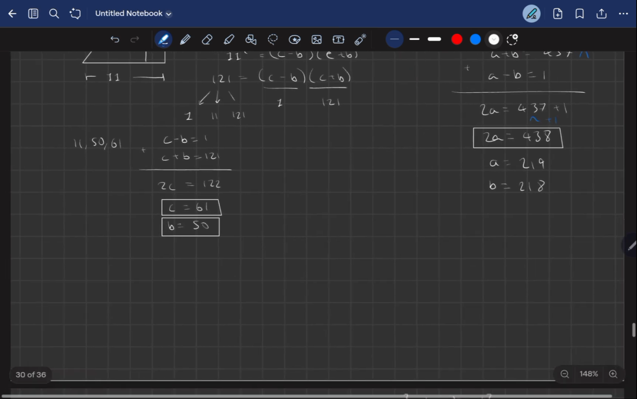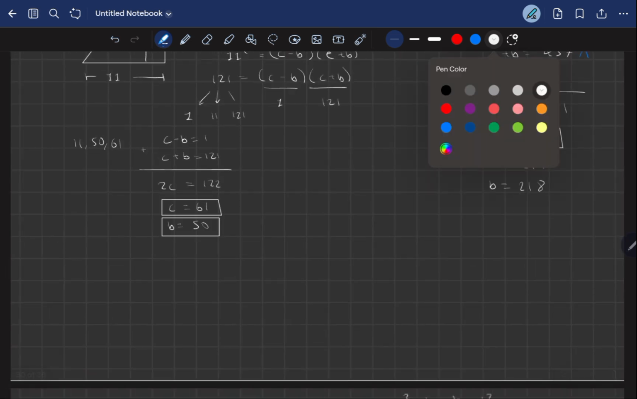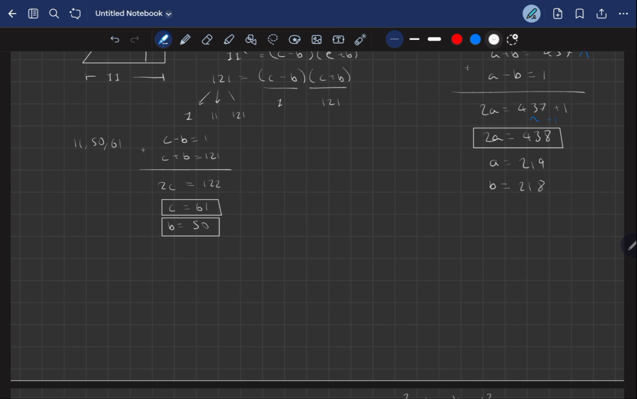Now, if you want a fun question to solve, try and solve this. Find all right angle triangles with the shortest side being 29. Please feel free to post the answer in the comments.